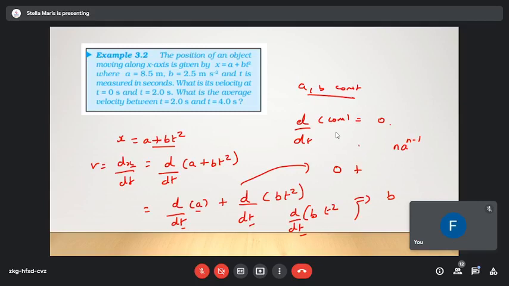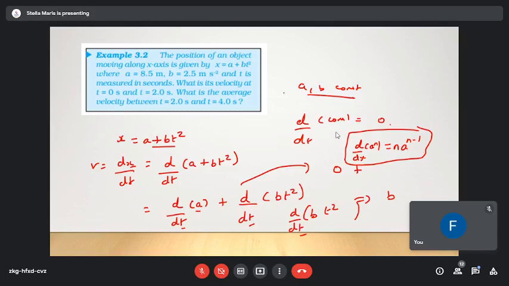So d by dx of a power n is nothing but n into a power n minus 1. You know this, no, Disha? Class 11 students, are you familiar with this, the process of differentiating? You're not familiar, okay. So I'll just tell you.